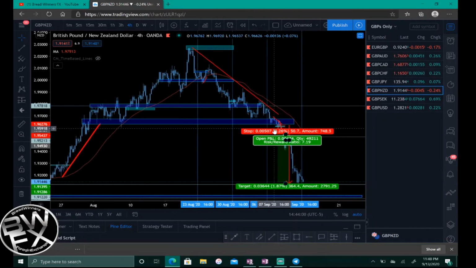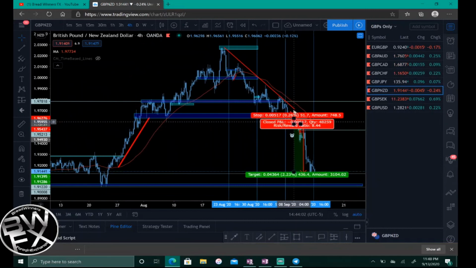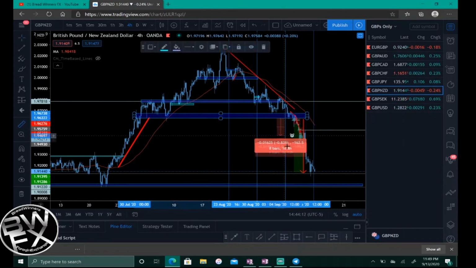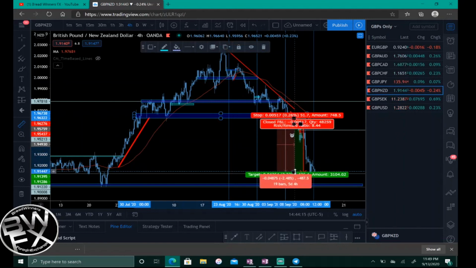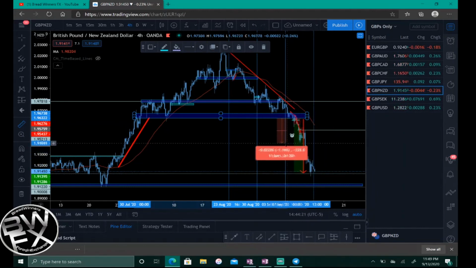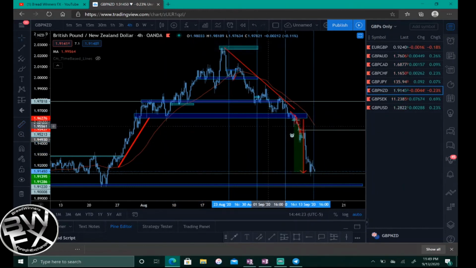And I knew if it broke this level, it was going to break and continue down for a major amount of pips, which we have. So we broke this level and continued down for a major amount of pips, over 400, almost 500 pips. And I knew that would happen. So that's how I spotted GBP NZD. Simple market structure. We like to keep things simple with BWFX.